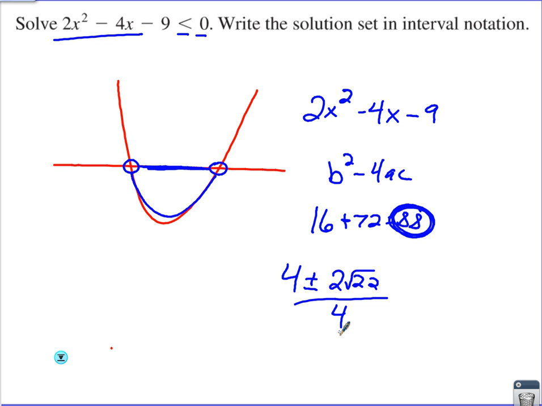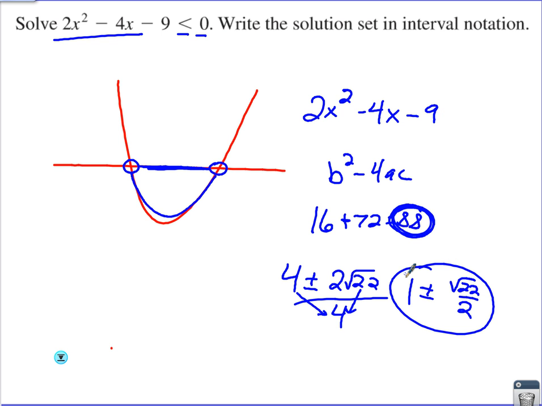I'm going to split this just to where you can see something. I'm going to split this into two separate terms here. 4 divided by 4 would be 1 plus and minus. 2 divided by 4, you can divide numbers, but you cannot divide radicals of numbers. So 2 divided by 4, that's a half. So root 22 over 2.